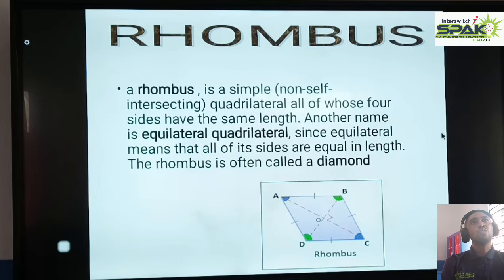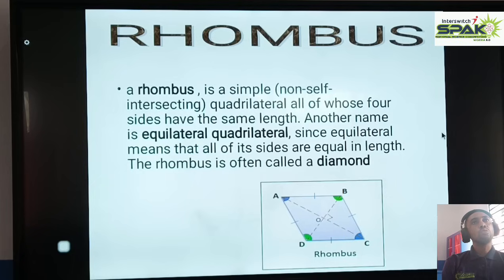A rhombus takes the shape of a parallelogram, but the only difference here is that a rhombus has 4 equal sides, unlike parallelogram. They only have opposite sides to be equal. But in the rhombus, all the 4 sides are equal. They share the same properties in terms of angle.